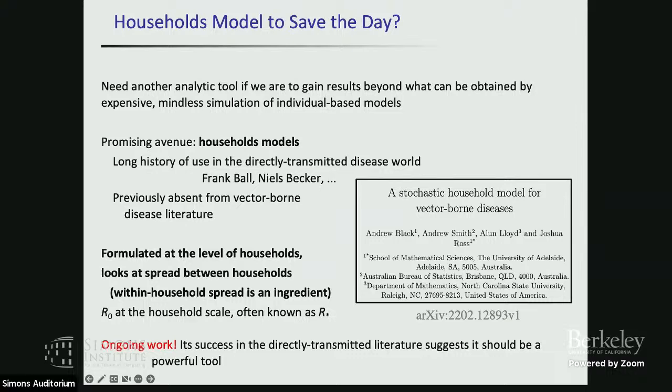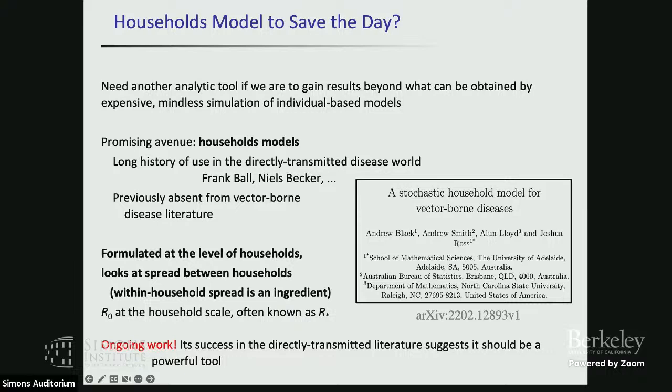And so these models are formulated at the level of households and look at the spread between households. And as part of that, you have to have a model of the within household spread of infection. And in this world of households models, the users concede that the R0 formulated at the individual scale is no longer the appropriate quantity to look at in terms of a transmission threshold, but they have something called R star, which is R0 basically evaluated at the household scale.